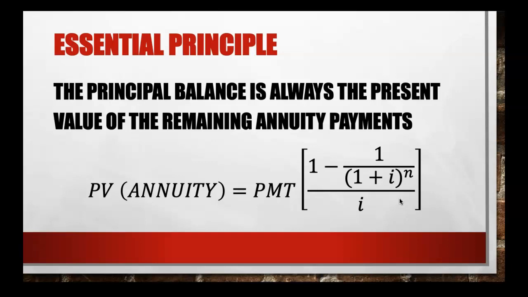The essential principle that we'll be working with is that the principal balance is always the present value of the remaining payments. And we use our annuity formula: present value equals payment times 1 minus 1 over 1 plus interest rate raised to the power n, divided by the interest rate.